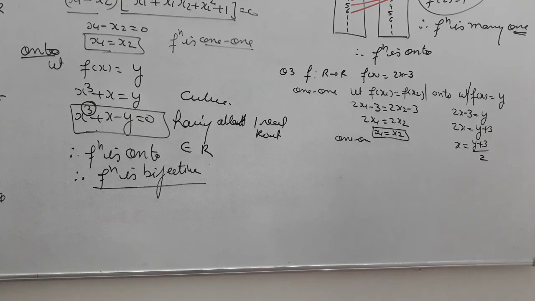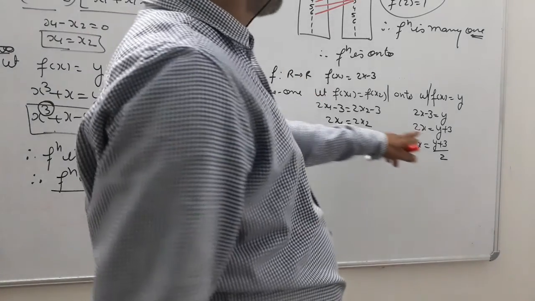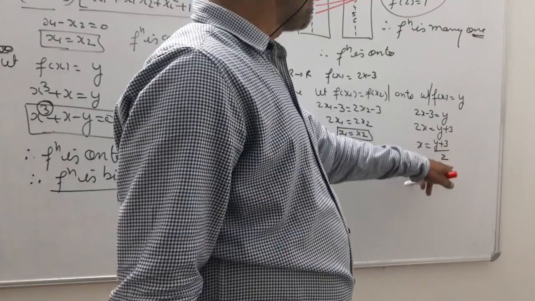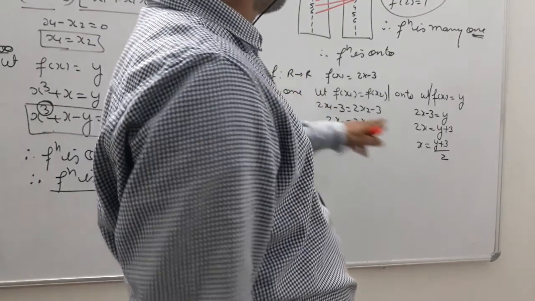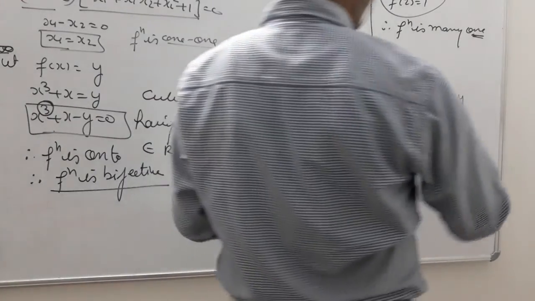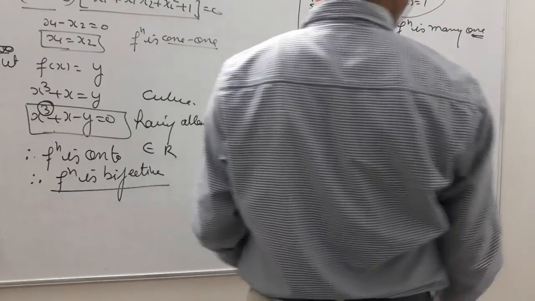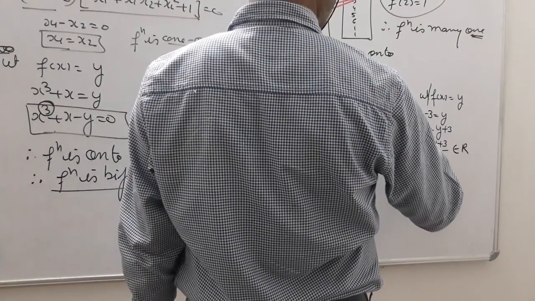बच्चे, y की वैल्यू कोडोमेन से कोई भी वैल्यू पुट करो। For example, if you put y equals to 1, 1 plus 3, 4 by 2, 2 is in this part. y equals to 2, 2 plus 3, 5 by 2 is also real. All the elements also belong to R. Therefore the function is onto.